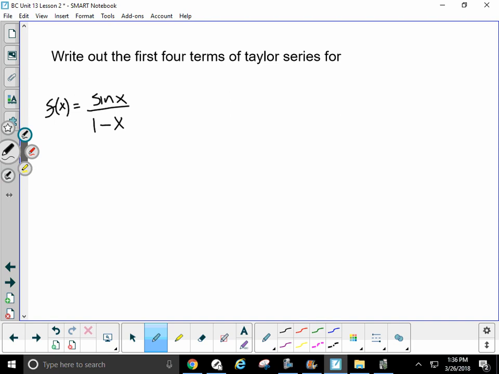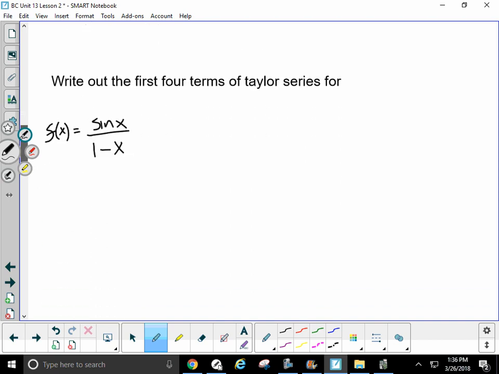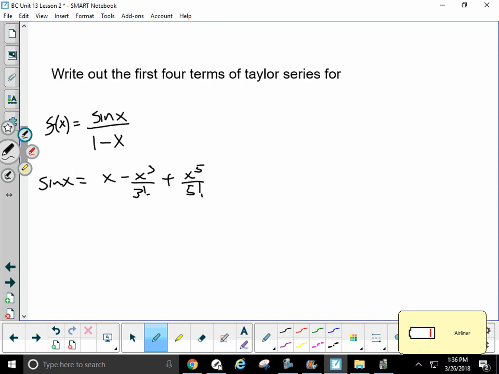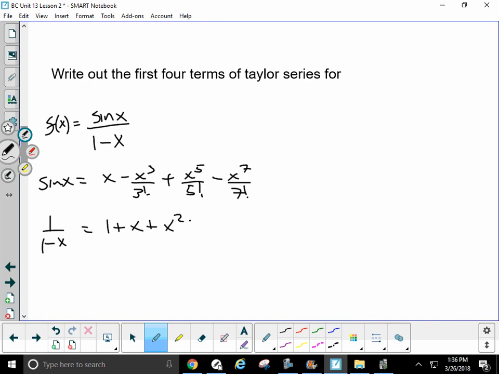Let's look at this one. Write the first 4 terms of the Taylor series for this. Okay. Well, I know what the sine series is. Just going to stop there. I know what 1 over 1 minus x is. I'm just going to stop there.